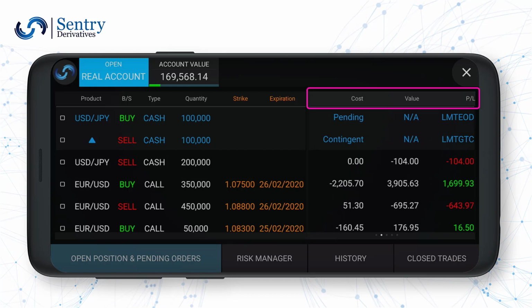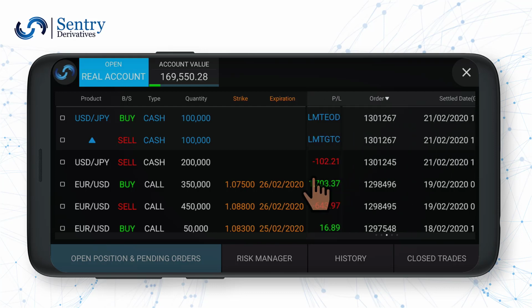Scroll to the left, we can see the cost of each position and the value of each position, and the P&L, of course, which is the same.